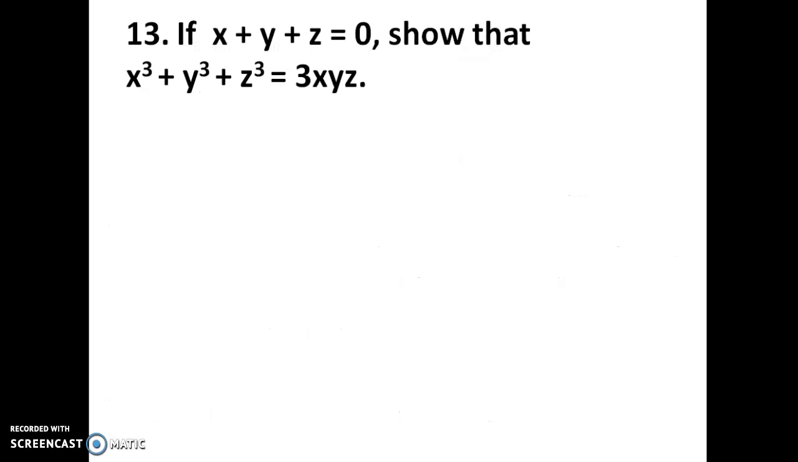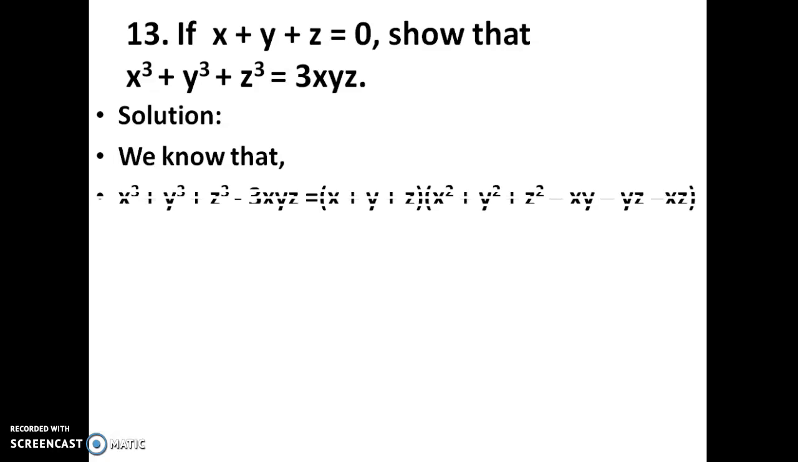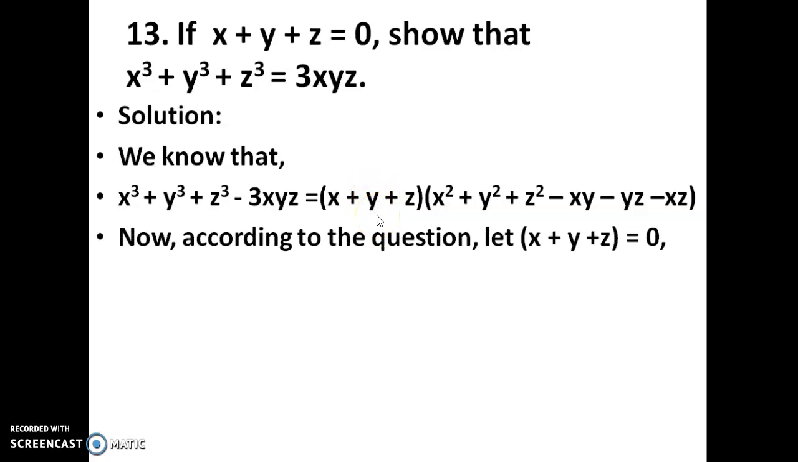Then 13th problem: if x plus y plus z is equal to 0, show that x cube plus y cube plus z cube equals 3xyz. By seeing the expression we can find out the identity which is used in this expression. So we know this identity. It is already given in the question itself that x plus y plus z equals 0, so in place of x plus y plus z we can replace it with 0. That's the next step.